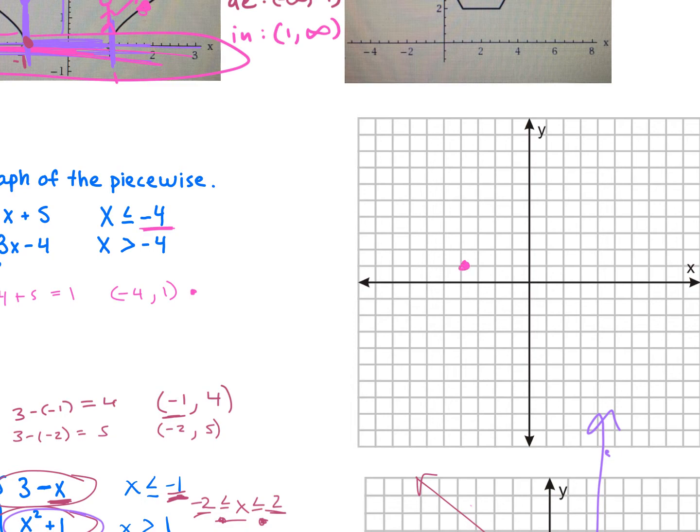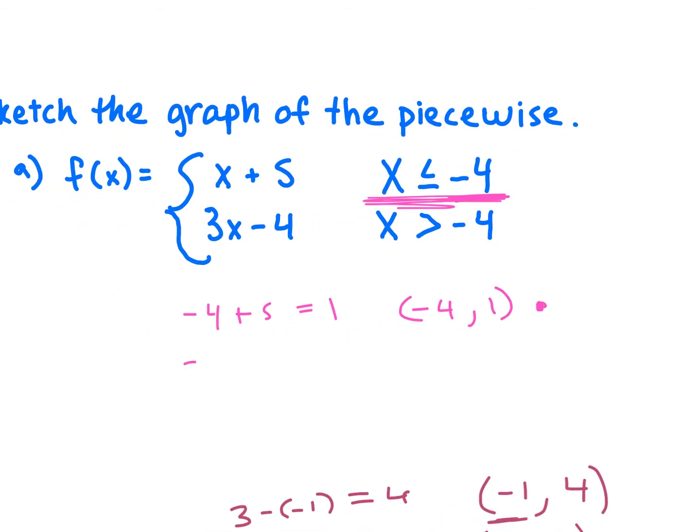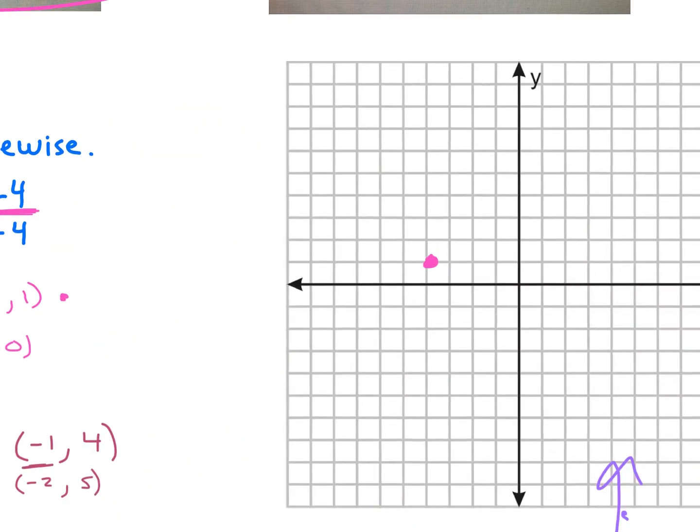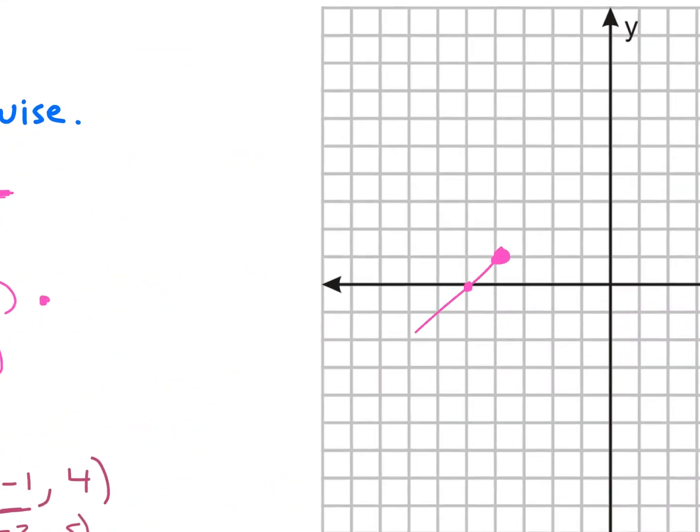Closed circle. Next, I can plug in anything that is less than -4. -5. So let's plug in -5. -5 plus 5 is 0. So I plugged in -5 and got 0. So I go to my graph, go to the left to -5, stay at 0. Is this linear? Yes. So I just connect the 2 dots with a line.